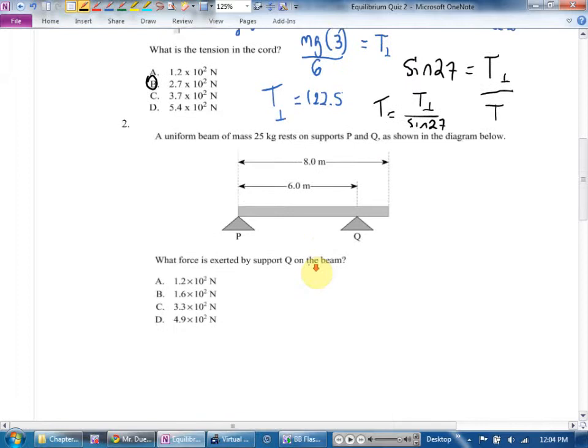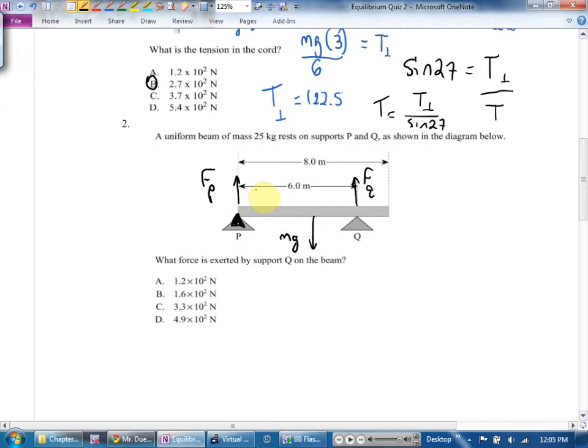Number two, a uniform beam of mass 25 kilogram rests on supports P and Q as shown. What force is exerted by support Q? Well, what are the forces acting? Definitely have the mass of the beam times g. No other masses hanging on this. So I have force P pushing up, and I have force Q pushing up. And they want me to find force Q. So I'm going to put my pivot right there because that's going to make the torque from force P vanish.